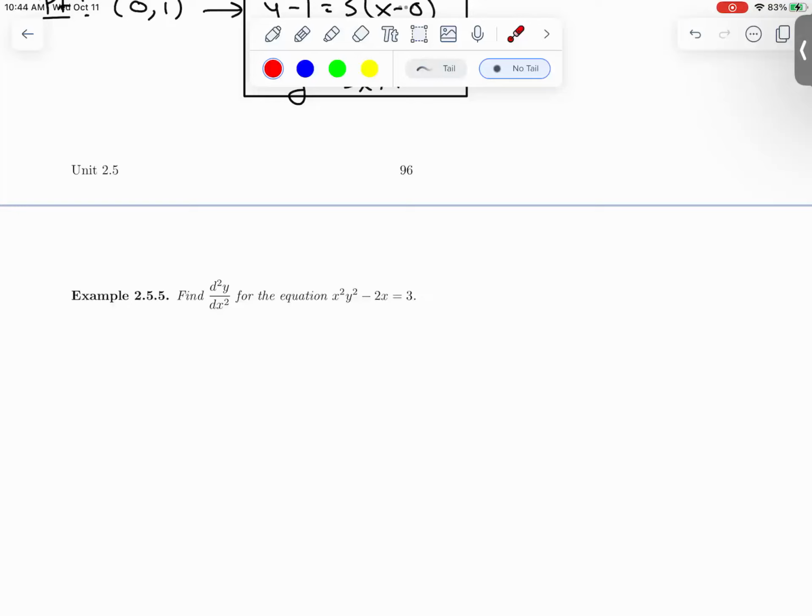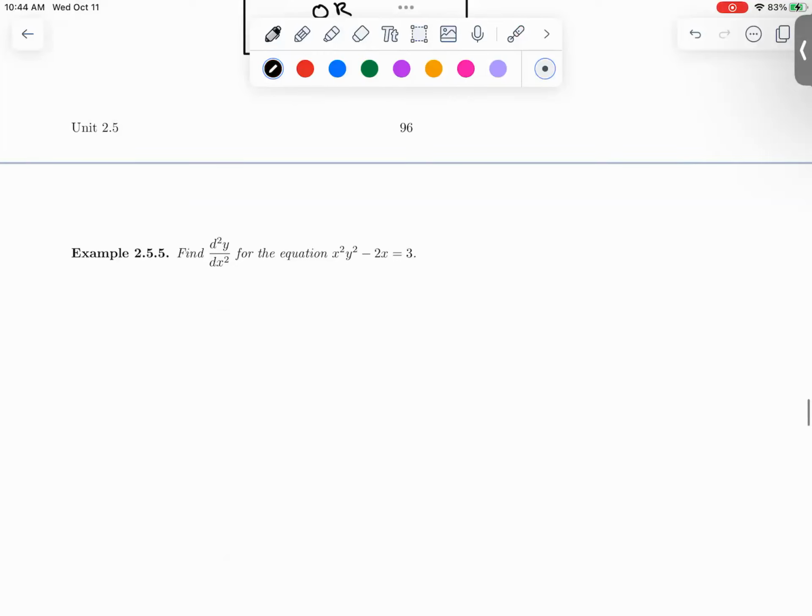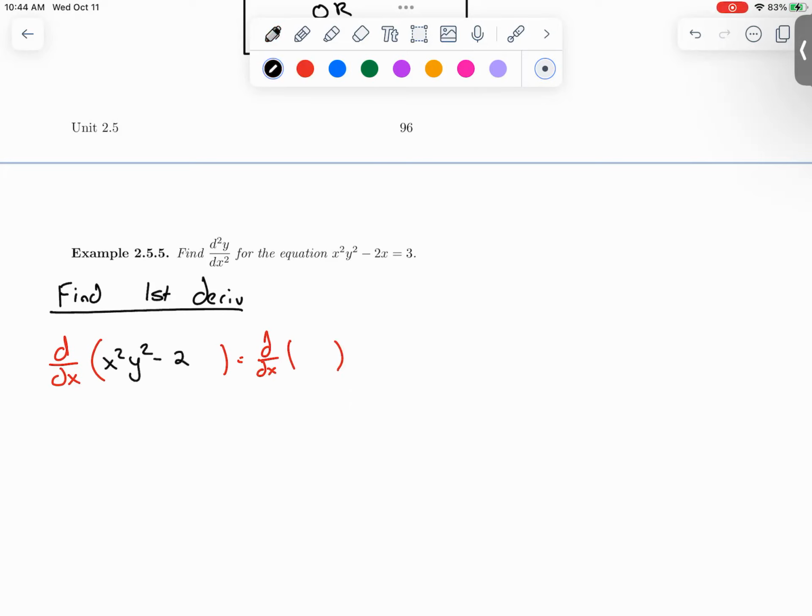Okay, so find d squared y over dx squared. That's meaning find the second derivative. If I need to find the second derivative, I need to find at least the first derivative. So find the first derivative first. So d dx on both sides. D dx of x squared y squared minus 2x equals 3.